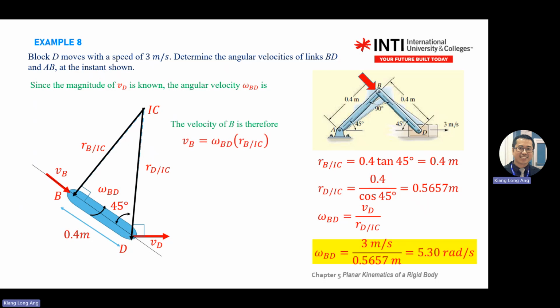Once you have the omega, you can find VB from R. So again, try to link the correct one. VB and VD are different. For VB, you need to use this set. Don't use the wrong set. So VB equals omega R. Omega is the same for B and D because it is the same rotation, but the velocity will be different. You substitute the value and you find VB at 45 degrees from the horizontal.